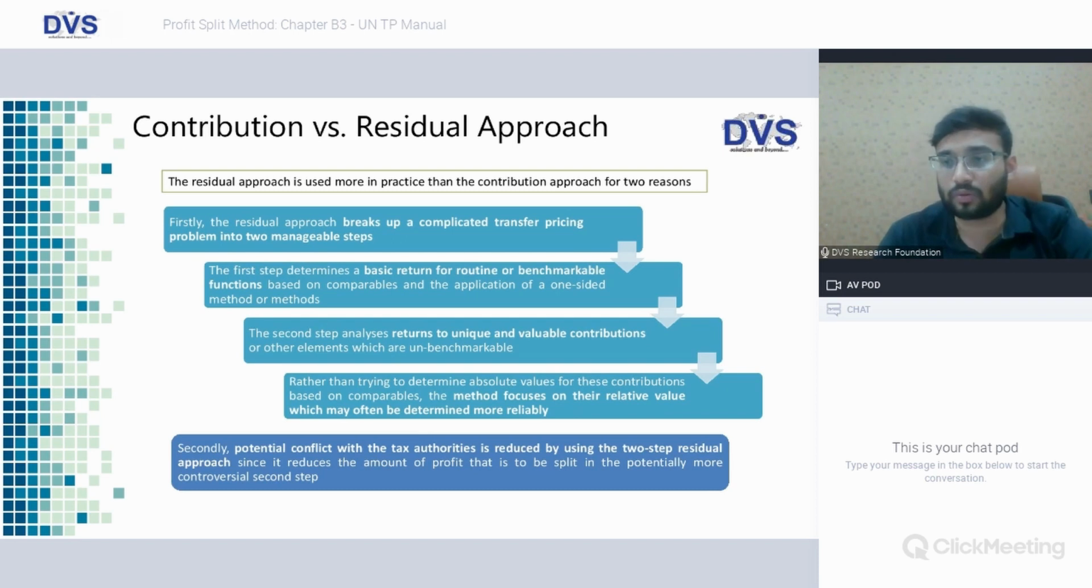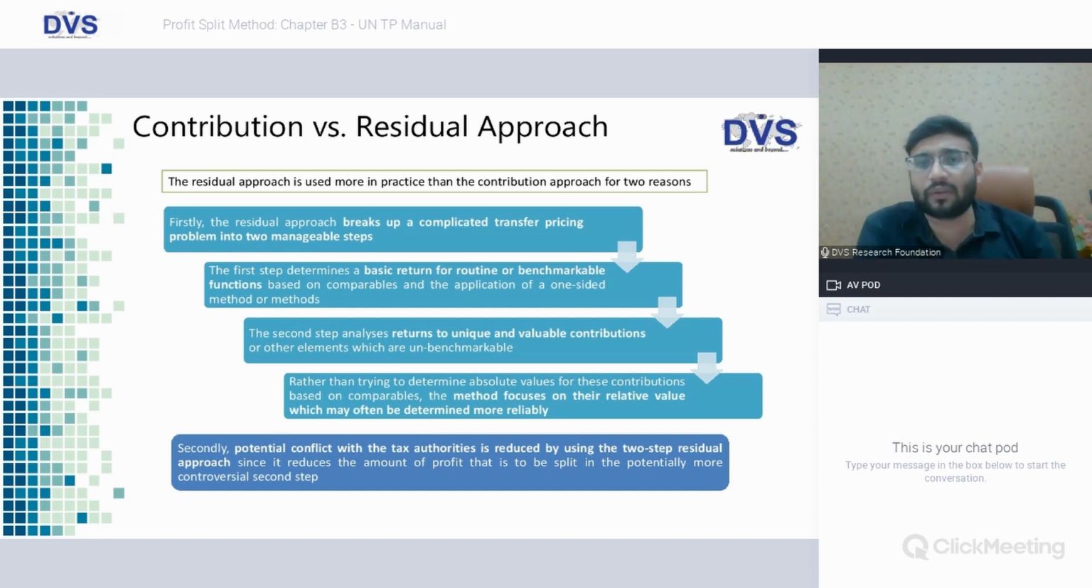Contribution versus residual approach. So what are the differences and how will the residual approach have the upper hand over the contribution approach? Firstly, residual breaks up a complicated transfer pricing problem into two manageable steps, that is routine profit and residual profit. Secondly, potential conflict with the tax authority is reduced by using the two-step residual, since it reduces the amount of profit that is to be split in the potentially more controversial second step.